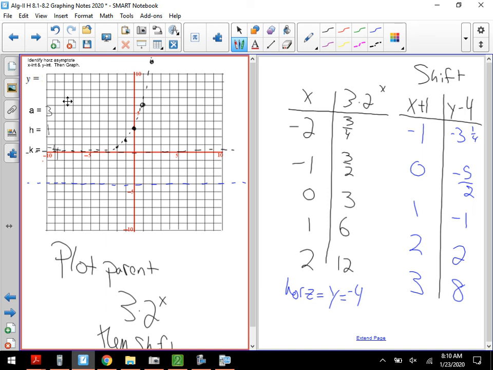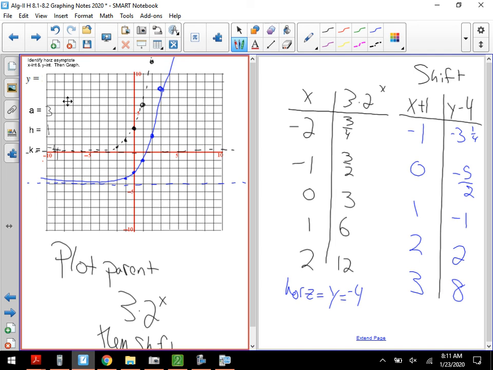I'm at now negative 1, negative 3 1/4 here-ish. 0, 5 halves is what, 2 1/2? Negative 1 and 1. 2 and 2. 3 and 8. And here's my shifted function. Parent and shift. It's very systematic. Do this, do this, do this. Okay? And once we get the procedural part done, graphing of these things is really easy. It's really easy.